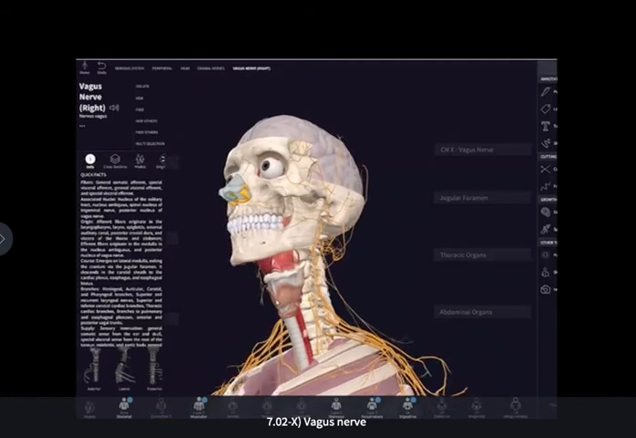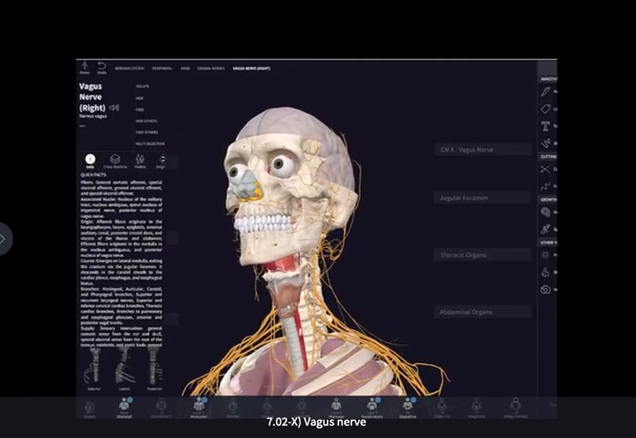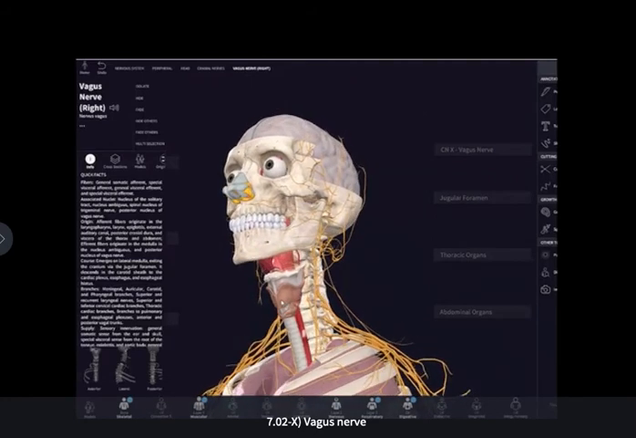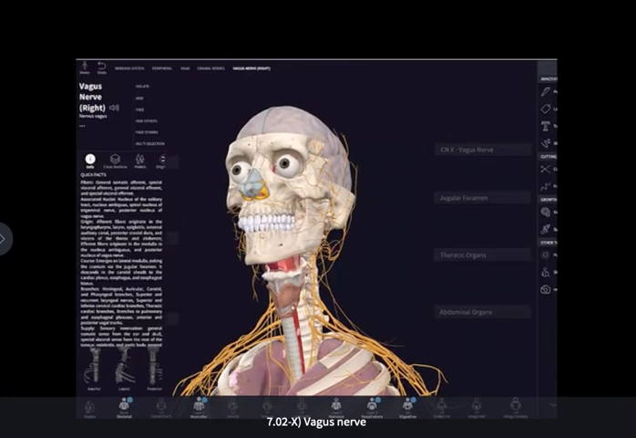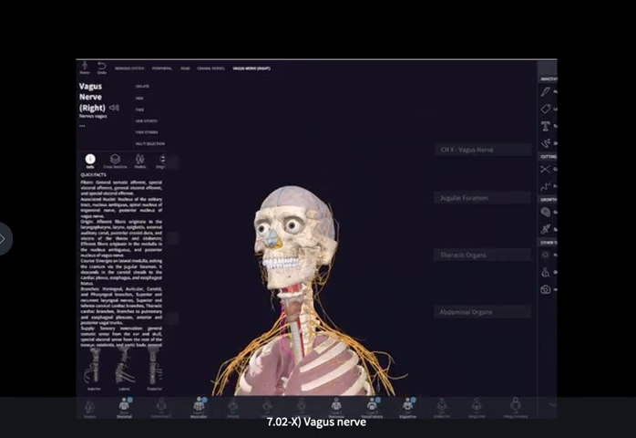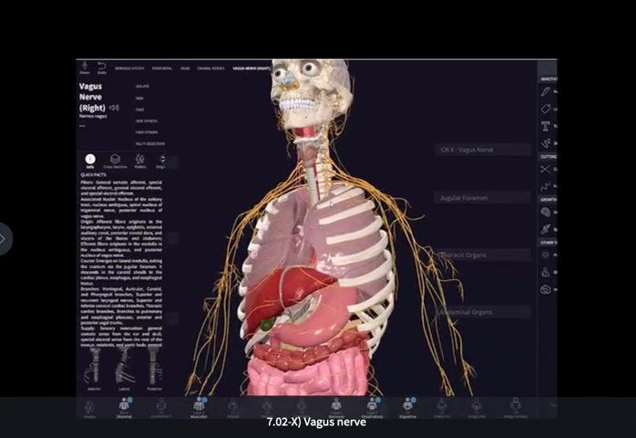We have the visceral parasympathetics, which are incredibly widely distributed because the fibers from the posterior or dorsal nucleus of the vagus nerve will supply the thoracic and abdominal viscera all the way to the left colic flexure. It's also called the splenic flexure.